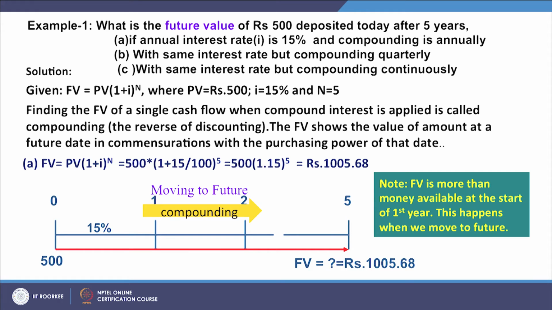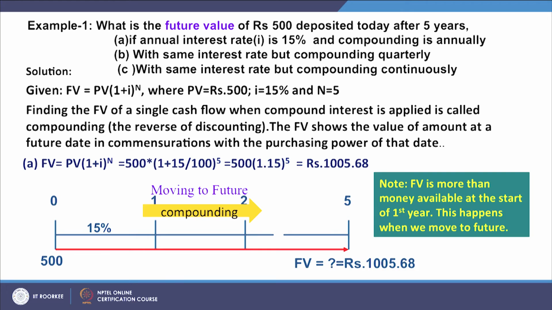What is the future value of rupees 500 deposited today after 5 years? Part A, if annual interest rate i is 15% and compounding is annual. Part B, with the same interest rate but compounding quarterly. Part C, with the same interest rate but compounding continuously.